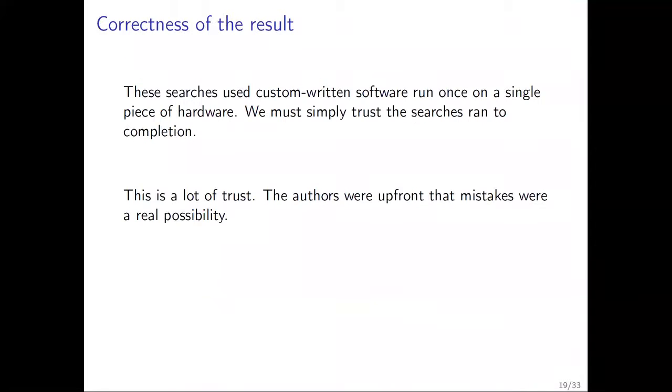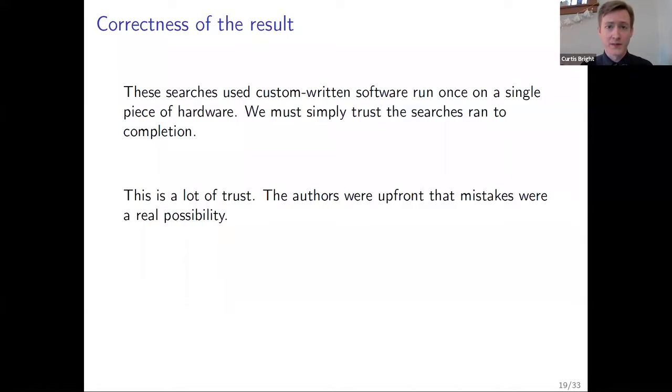Okay, so correctness, so this is actually a proof, right? There's an issue that the authors were very upfront about. There may be a possibility of error because this was custom written software that was only run a single time on a single piece of hardware. And worst of all, there were no certificates produced. At the end of the day, when the computer says search complete, how do you know the search was actually complete? Maybe there was a glitch, maybe the program was administered wrong. Something could have happened, and there's nothing to check at the end of the day.